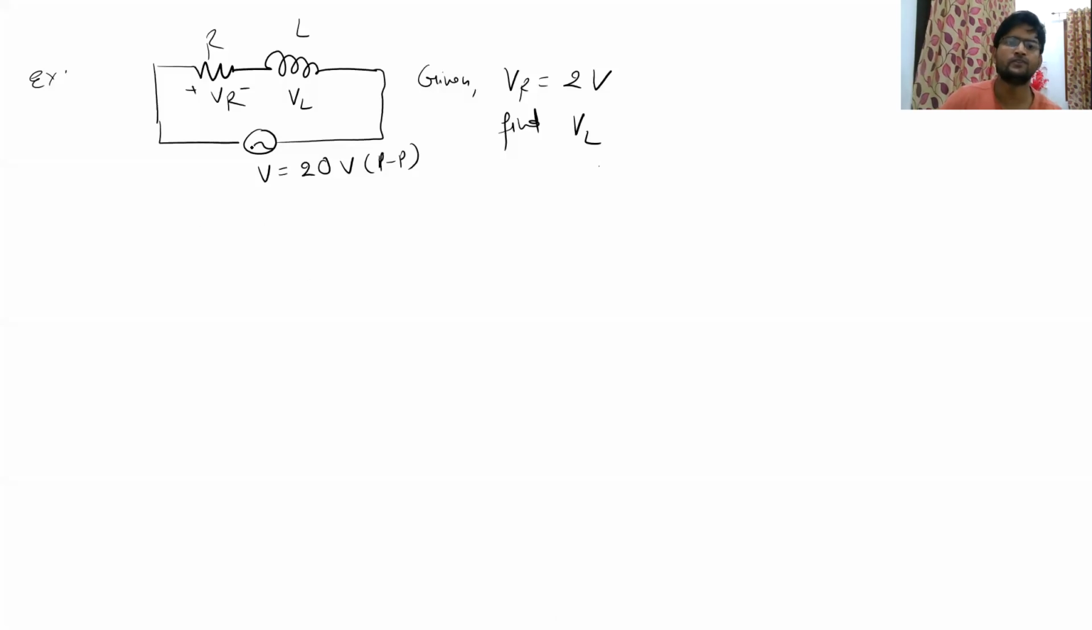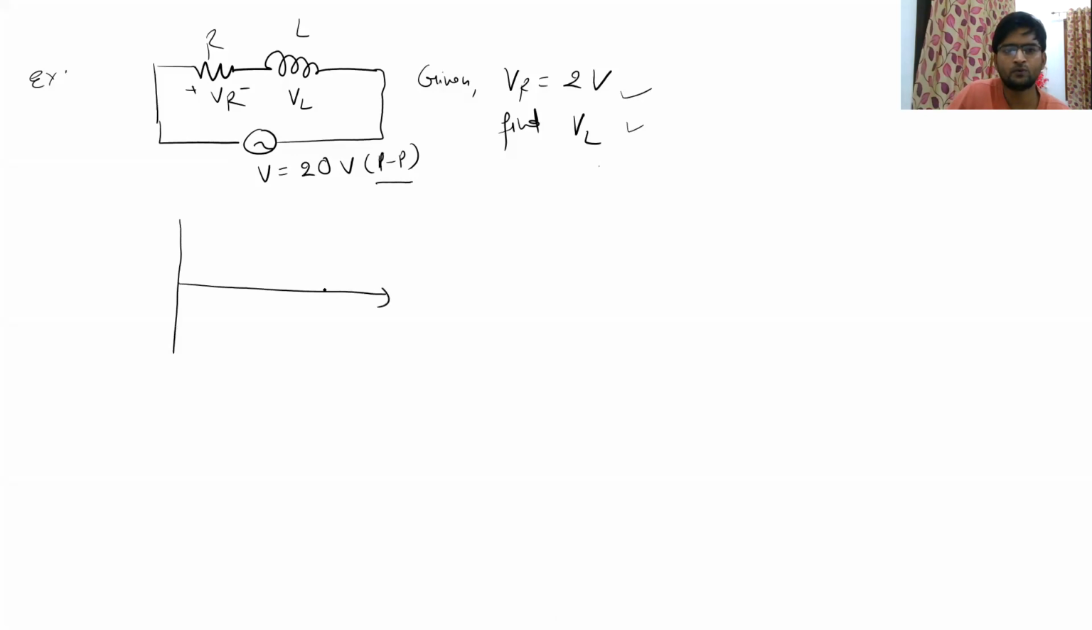Now in this question, as you can see, it is an RL circuit and the source voltage is 20 volt peak to peak. What is peak to peak? I'll tell you later. And the voltage across this resistance is given as 2 volt and we have to find VL. So how to do it? You cannot directly do KVL in this particular question, and let me tell you why.